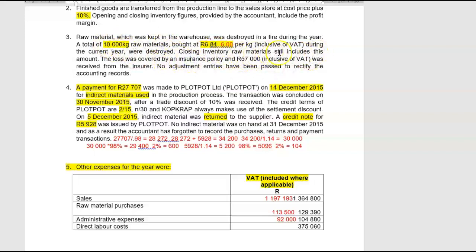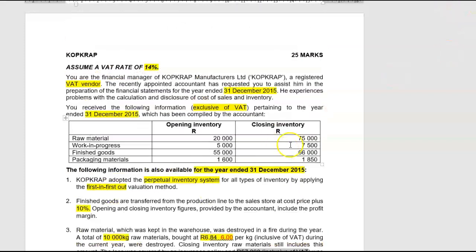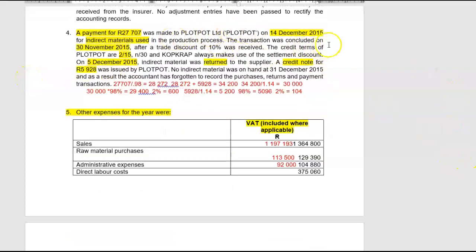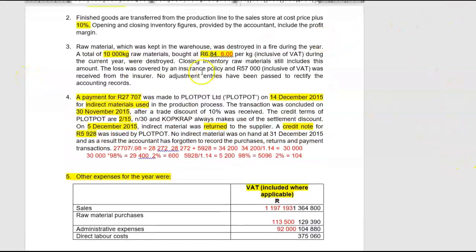So closing inventory raw materials still includes this amount. The loss was covered by insurance policy of 57,000 Rand inclusive of VAT, which was received from the insurer. No adjustment entries have been passed to rectify the accounting records. So when they gave us the closing balance of 75,000 Rand, they say that that still includes the loss. What was the loss? The loss was equal to the 10,000 kgs times 6 Rand equals 60,000 Rand.